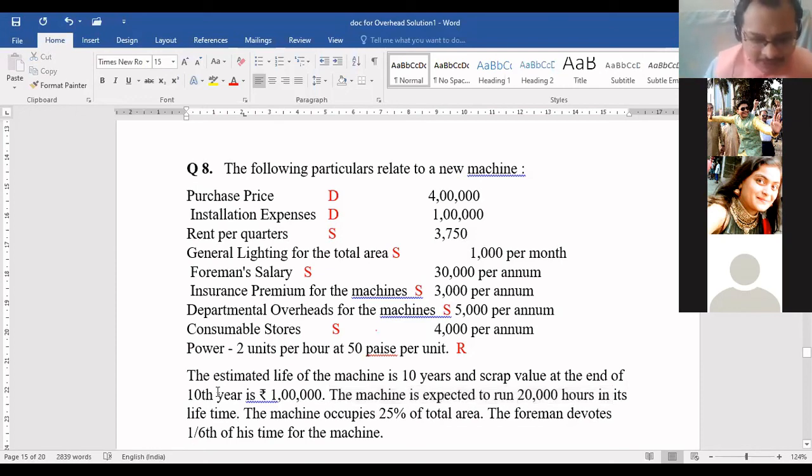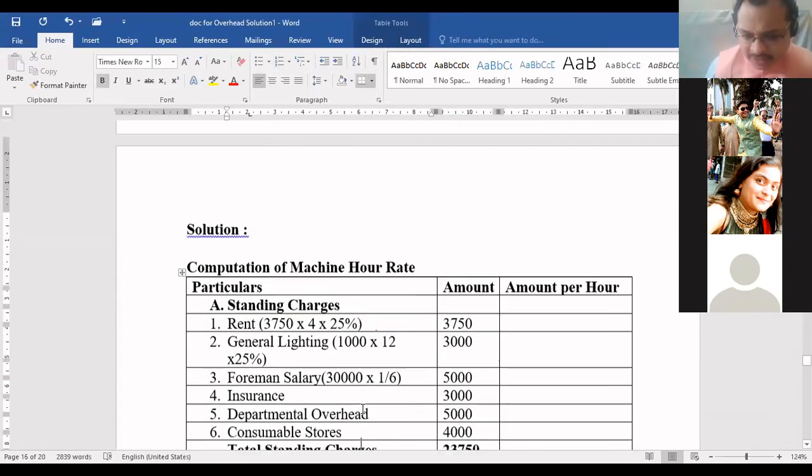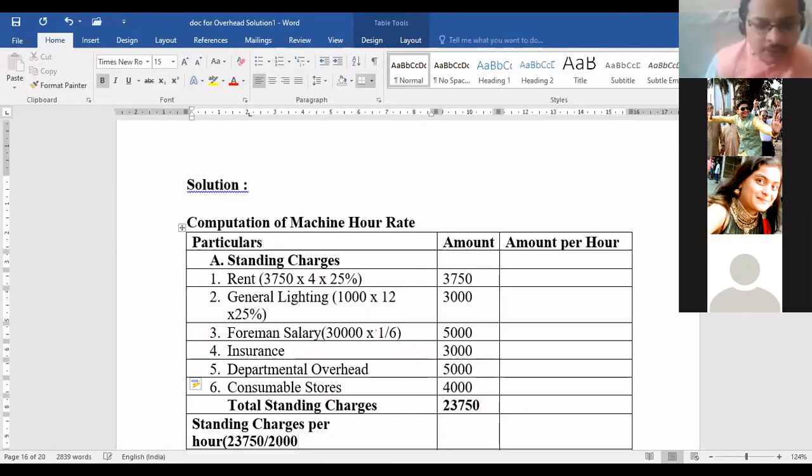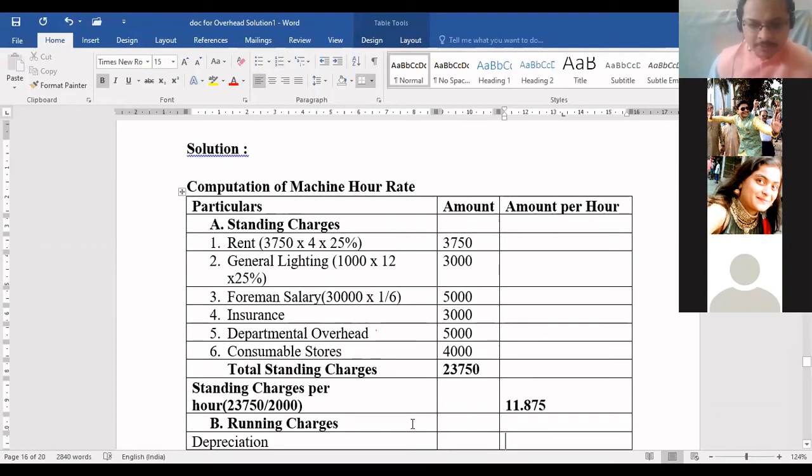What is the life of the machine? It is 10 years. This 20,000 hours is for 10 years, correct? Now, what will be for 1 year? 2,000. Exactly. So be very careful. The questions are very easy, but the important thing is how you understand them. Reading the question carefully is very important in costing. So the standing charge per hour is 11.875. Understood, everyone? Any doubt or confusion? No, sir.